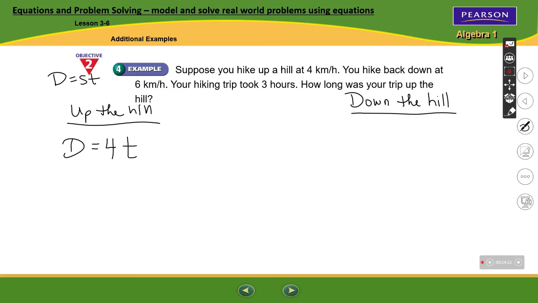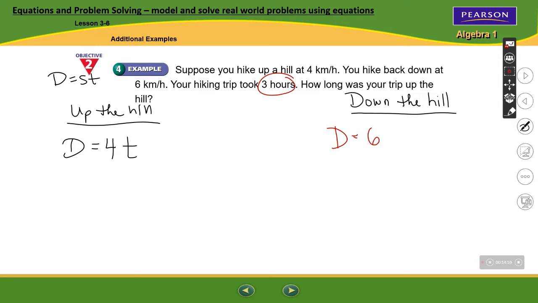What about down the hill? Down the hill, same idea. A little bit of a tricky piece to it though. Distance, we don't know, so we'll call it d. Speed, we do know, is 6. Time, we don't know, but we do have an idea. We know that the whole thing was 3 hours, right? So a little bit of logic tells me that if it took 2 hours to go up the hill, then it took 1 hour to go down the hill. If it took 1 hour to go up the hill, then it took 2 hours to go down the hill.